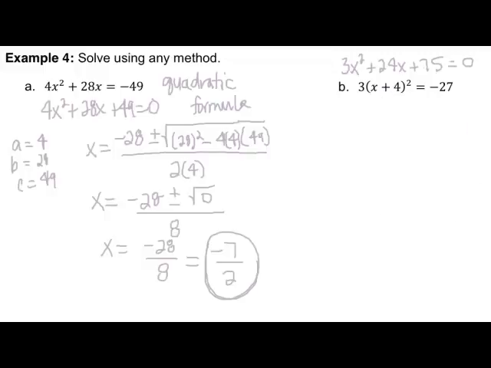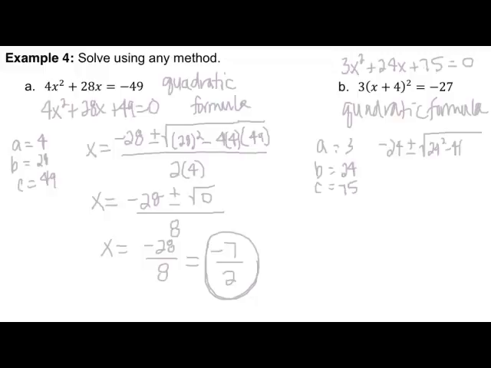And the last method I'm going to show you is with the quadratic formula. So in this case we're looking at the standard form. So we need our A, B, and C values. A is going to be 3, B is 24, and C is 75. And if we just plug this in, we have the opposite of B, so that's negative 24, plus or minus the square root of B squared, so 24 squared, minus 4 times 3 times 75, or 4 times A times C, all over 2 times A, or 2 times 3.